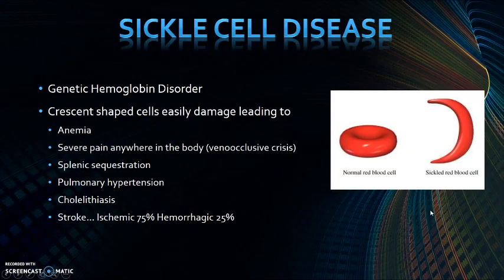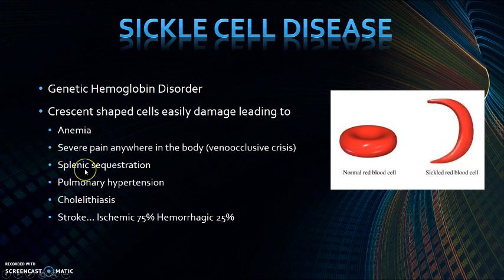All right, so sickle cell disease is a main reason why we do transcranial Dopplers. It is a genetic hemoglobin disorder. The hemoglobin becomes misshapen within the blood cell and causes the cell to form a semilunar or sickle shape. These crescent-shaped cells are easily damaged and lead to anemia, severe pain anywhere in the body due to veno-occlusive crisis. These misshapen cells get stuck in the capillaries.